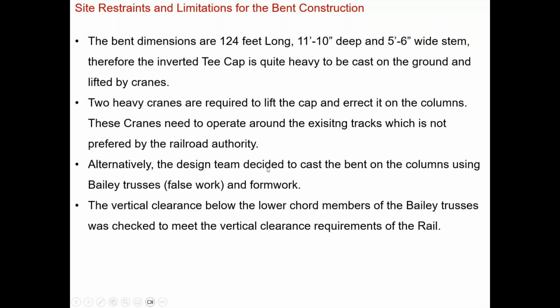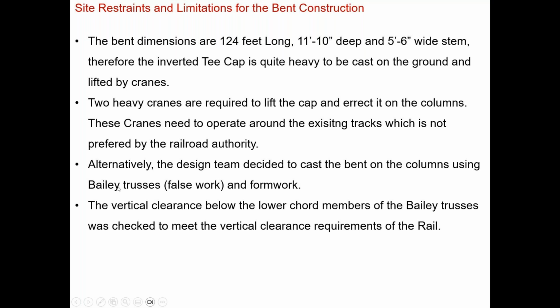So the design team has decided to find another way of casting this bent instead of casting it on the ground and lifting it, since this is not feasible. We can still use false work and form work and basically cast it in the air, on the columns, and then later on remove the false work and the form work and end up with a bent sitting on the two columns. The only challenge with this is to make sure that you have enough vertical clearance from the lower chord of whatever false work you are using.